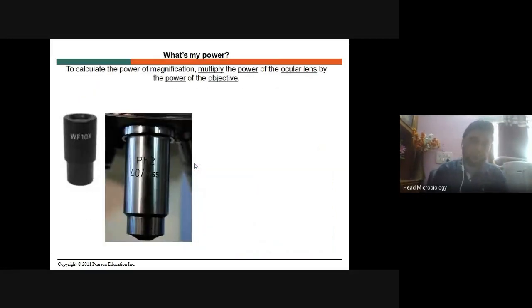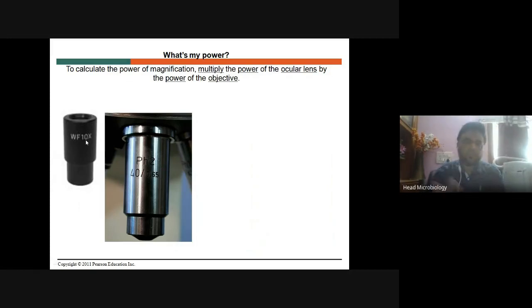And these are the magnifications. See, the first one is the eyepiece. This is an eyepiece, and this is an objective piece. This is 40x. This is a high magnification lens, and this has a 0.65 numerical aperture. We'll come to that numerical aperture later, and this is a 10x.